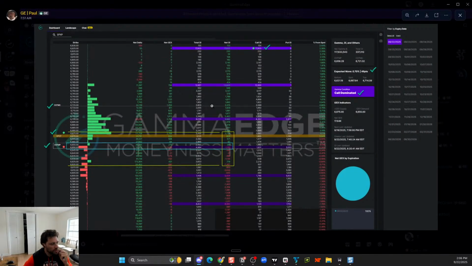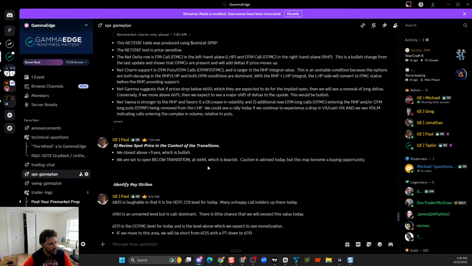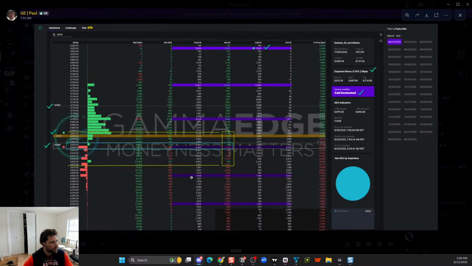Looking at the 0DTE complex right here, jump into the range: 75, middle of the transition 6650, 55 kind of a key level today when we got a little bit of sell off at the open. Then 6620 bottom of the range, right? And then in the Discord we have a ton of if-then statements based off those key levels, just analyzing what the structure looks like. Distribution and speculation is how we come up with that.